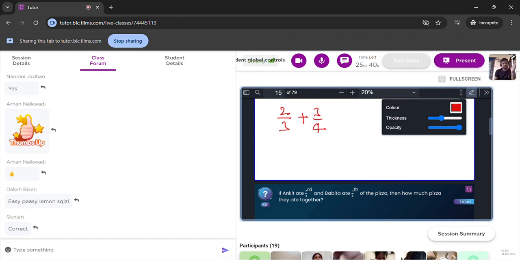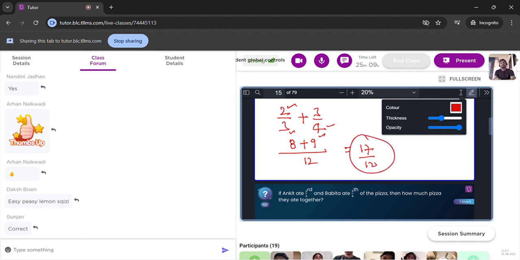So for this, you have to multiply this 2 and this 4. When you multiply 2 and 4, you will get 8. In the same way, you multiply this 3 and this 3, then you will get 9. And in the third one, we multiply this 3 and this 4, so we will get 12. And now we do the sum of 8 and 9, and you will get 17.